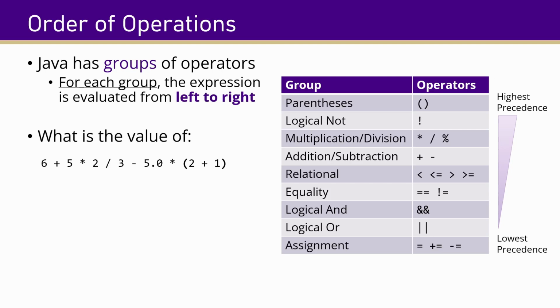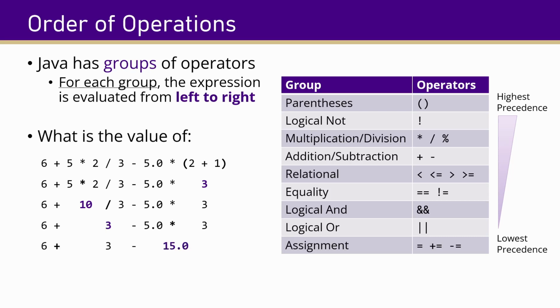We start with the highest group and we scan the expression from left to right. Are there any parentheses? Yes. So we evaluate that part first and get 3. Since there are no more parentheses, we move on and look for operators in the next group. Since there is no logical not, let's look for multiplication and division operators. Going in the expression from left to right, we see the first multiplication is 5 times 2. Then the next one is 10 divided by 3. And then 5.0 times 3.